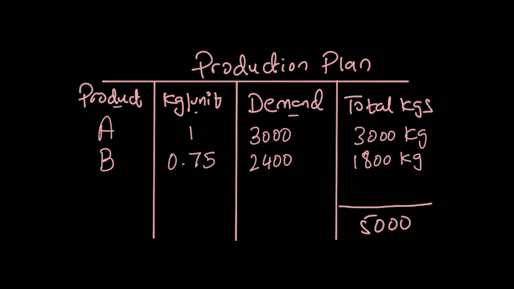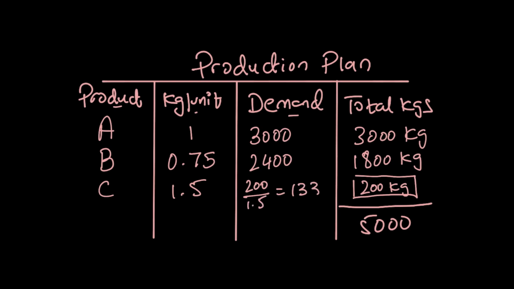Now we're left with product C. So for product C, we only have 200 kgs left. That's the remaining kgs left. C consumes 1.5 kg per unit. All right, that's the requirement for C. So if we do 200 divided by 1.5, we can make 133 units of product C.